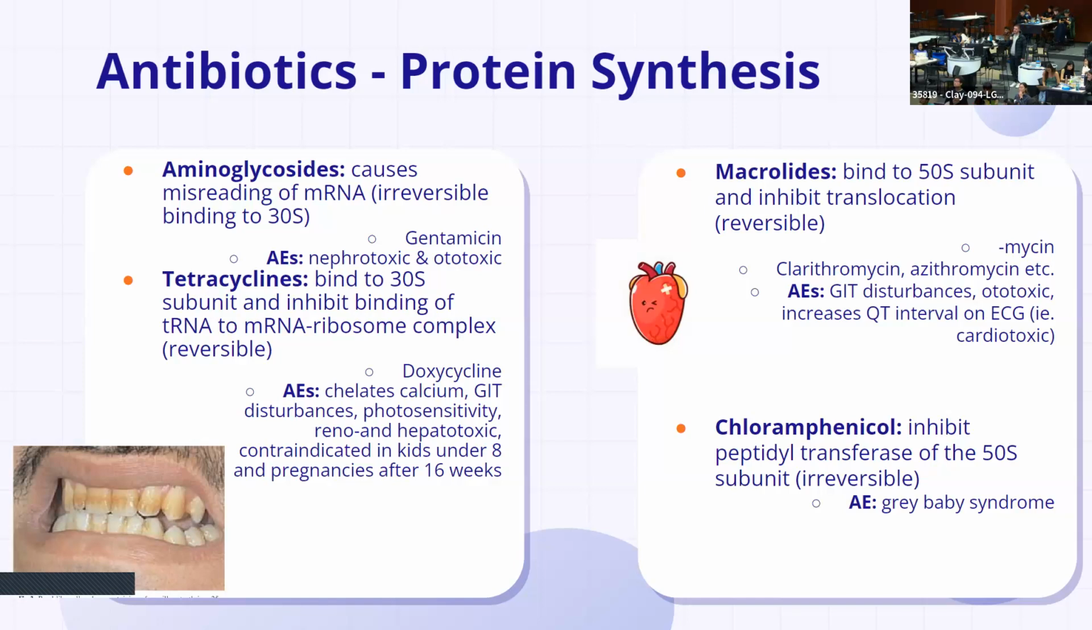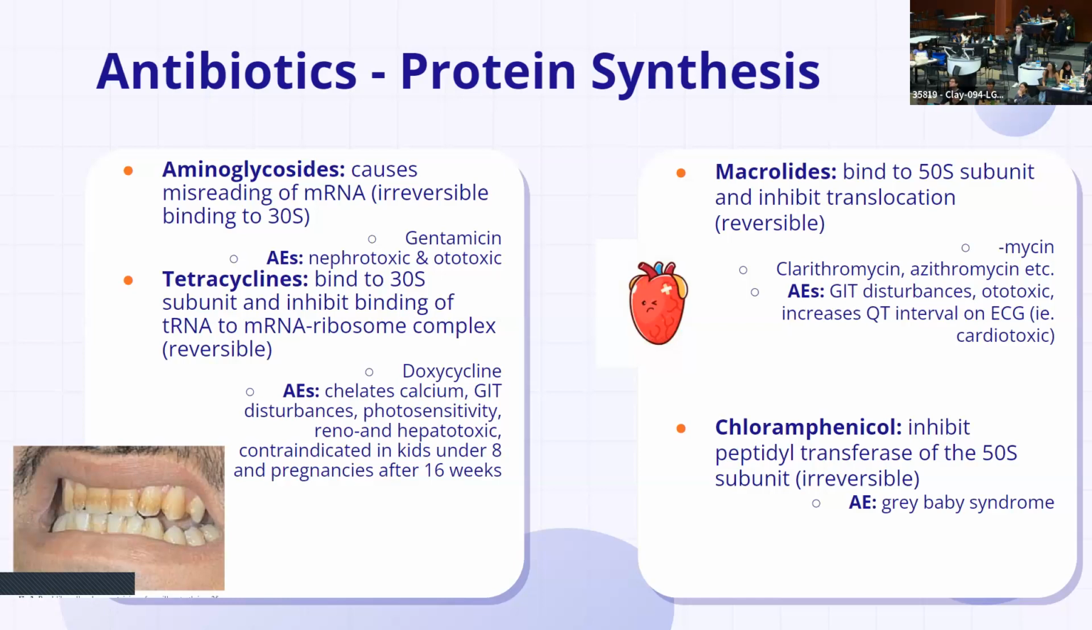Okay, so protein synthesis moving forward, it's more specific to subunits of rRNA and stuff like that. So I'll start with our aminoglycosides. What they will do is they're causing a misreading of mRNA, and if they're causing a misreading of mRNA, they're going to stop that bacteria being able to reproduce. It irreversibly binds to the 30S subunit. A good example of this is gentamicin, but it can be nephrotoxic and ototoxic. Oto just meaning ears and nephro meaning kidneys.